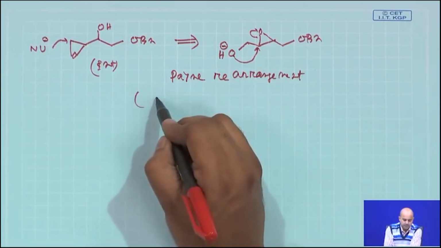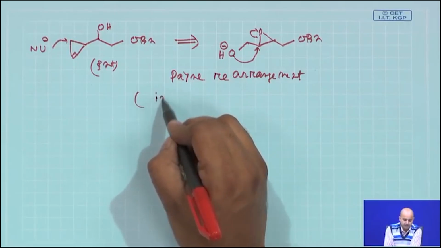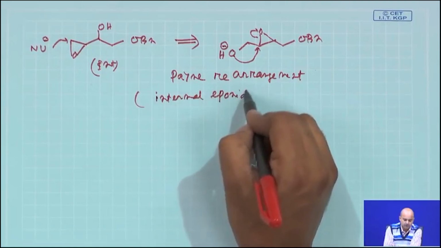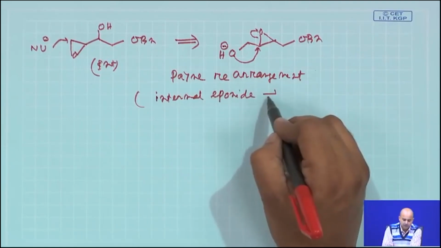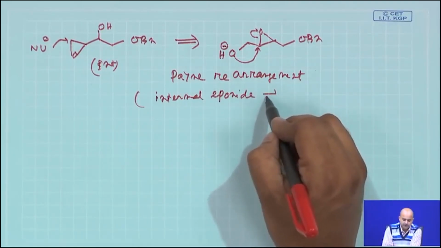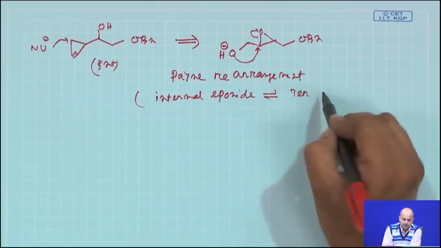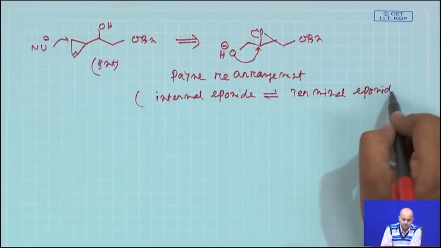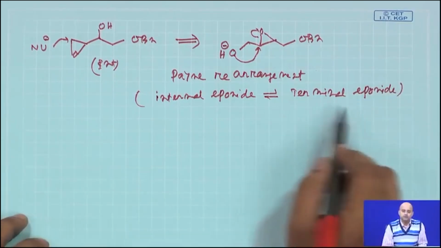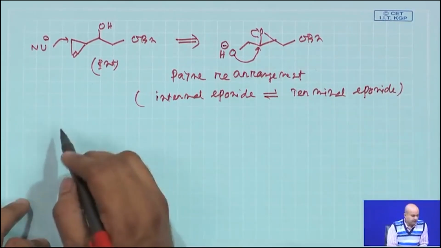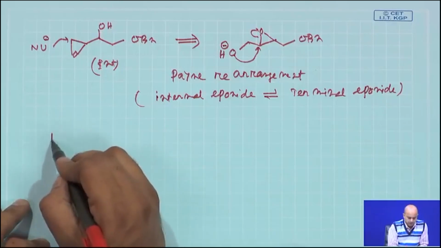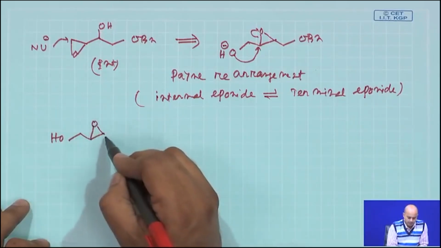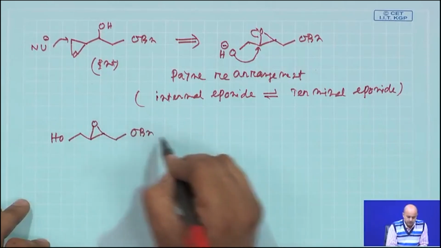So, an internal epoxide is basically rearranged to a terminal epoxide. That is the main transformation in the Payne reaction. Now, we try to figure out the problem which was given to you. Stereochemistry I did not mention.